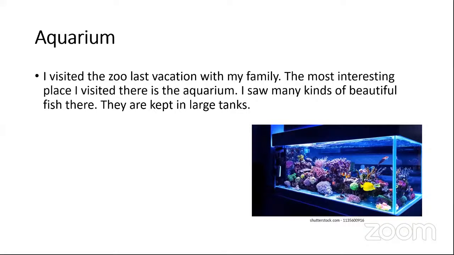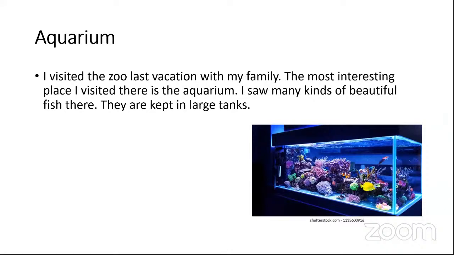I saw many kinds of beautiful fish there. Try to remember the place where the fish are. That is the place. So aquarium is the place where the fish are. They are kept in large tanks. It is very beautiful to see a place like that. So children, the word aquarium is the place where fish are, and you will get the meaning from the picture easily.